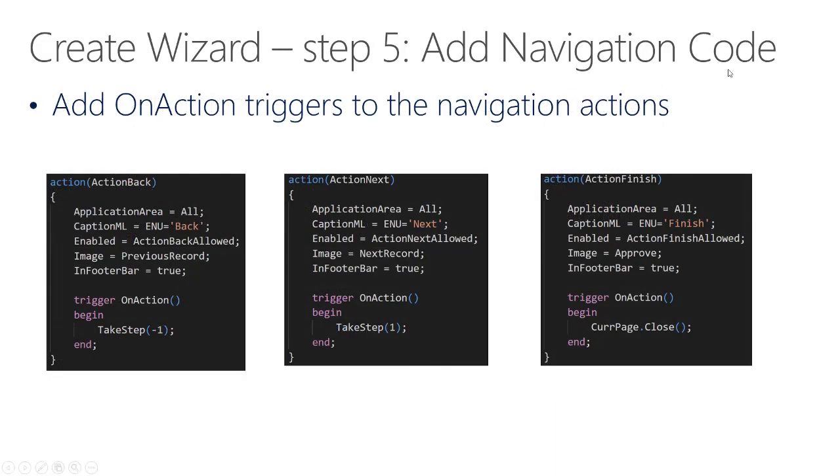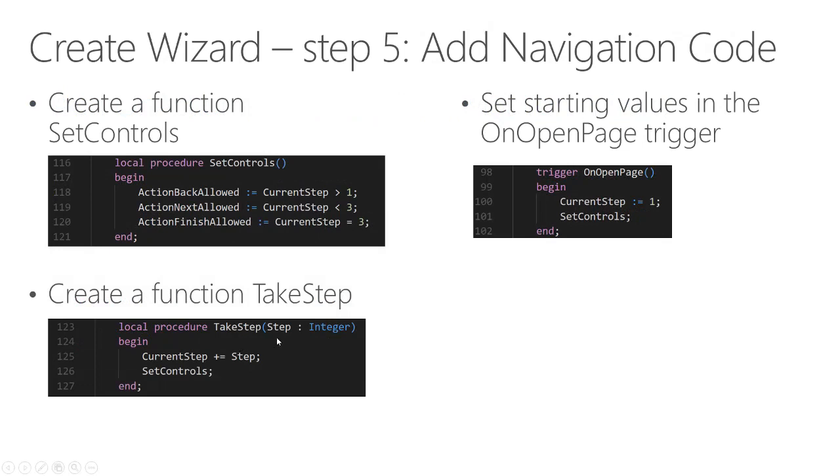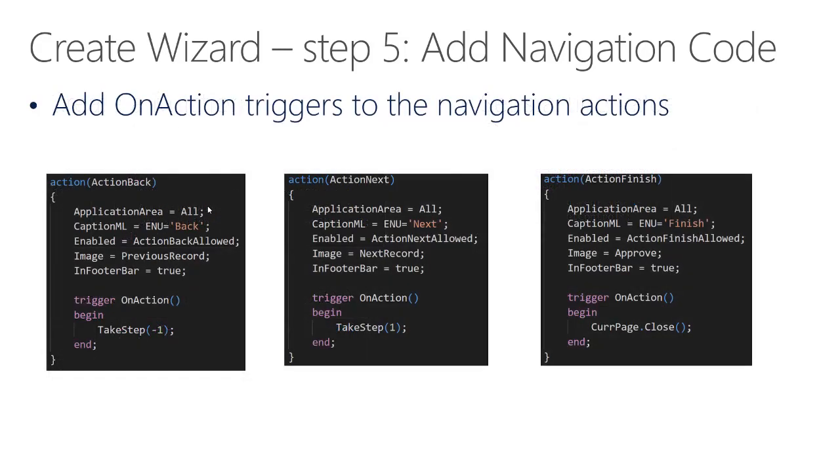Then we have add navigation code. So action back: when we click on action back, we execute the take step function. Remember, that's the take step function. We set -1. So if current step is 2 and I do take step -1, then that sets current step to 1. It goes to set controls, and that sets the visibility of the different groups in the page. And then we also have an action for next and an action for finish.